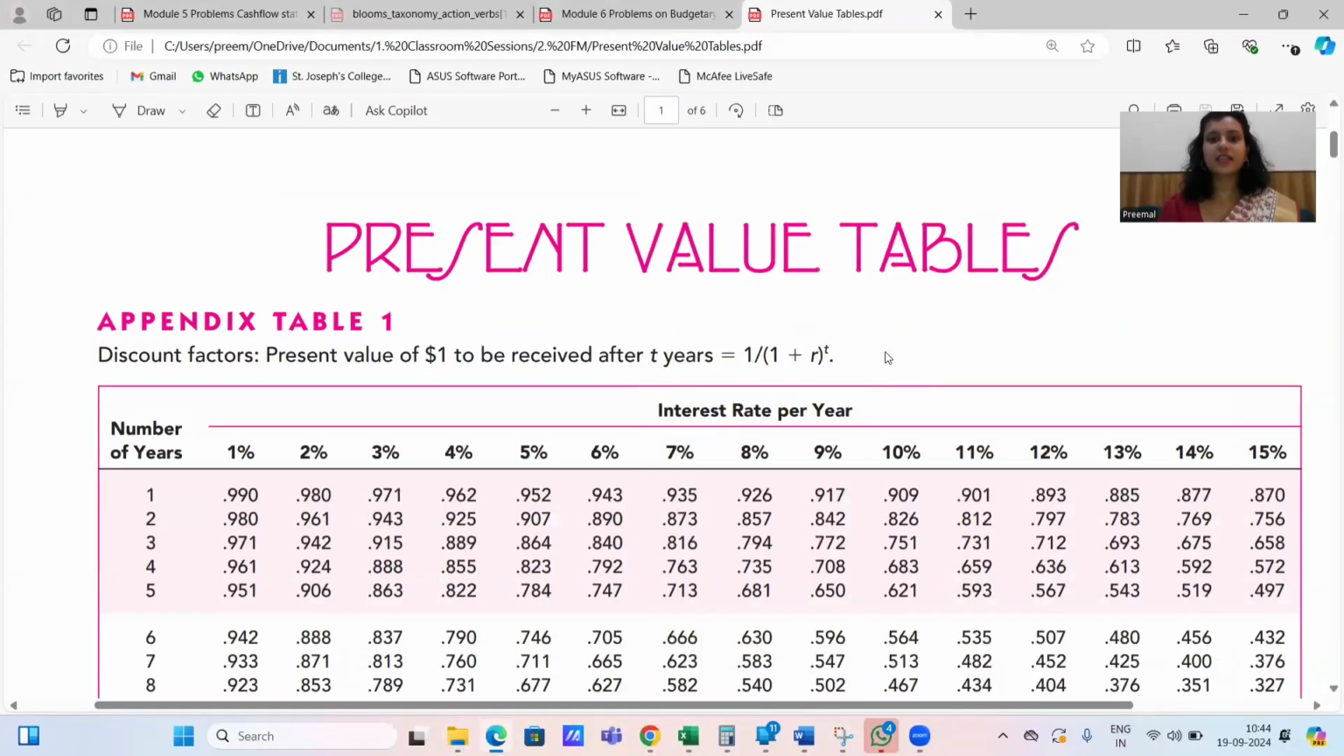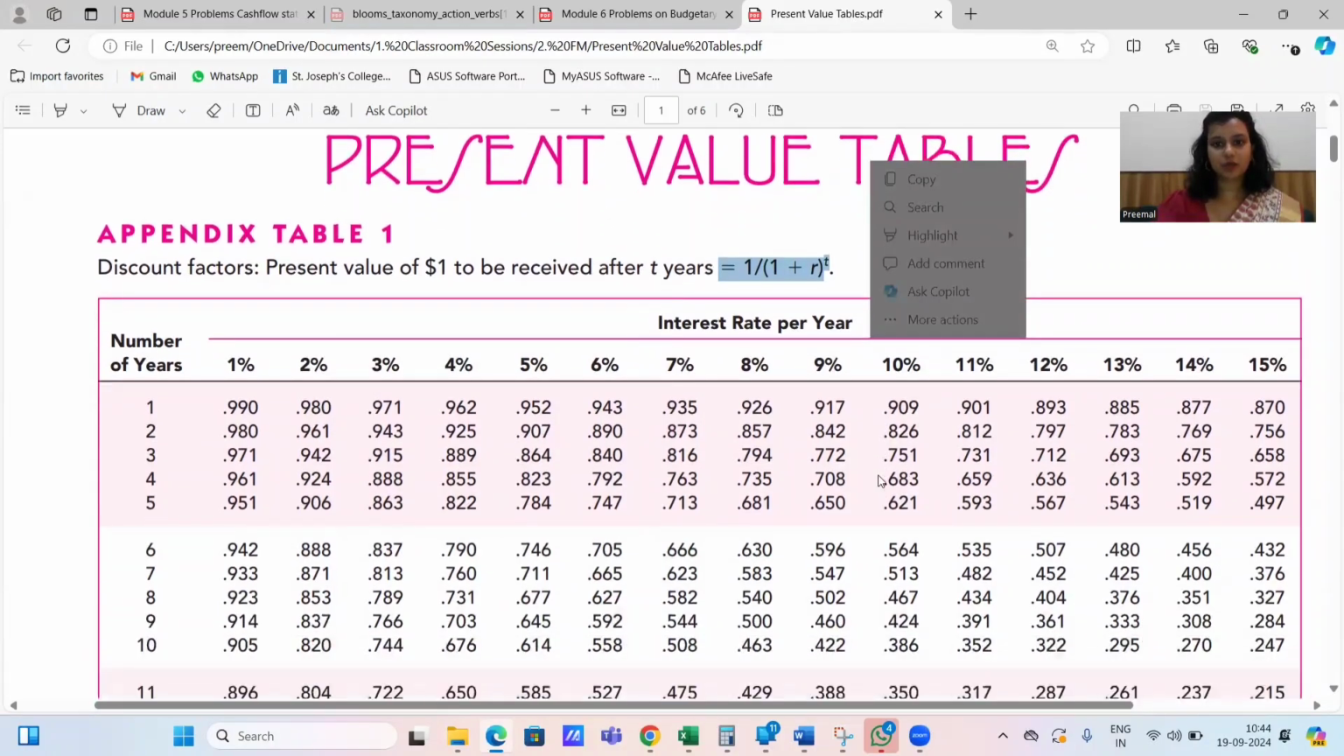There are two ways of calculating this discount factor, otherwise called the present value interest factor. One is using a formula. The formula is very simple. You find out the present value interest factor with this formula: 1 divided by 1 plus the rate, to the power of the number of years. So in this problem, the rate is 10% and for each year, whichever year it is, you will have to write that year in the formula. Alternatively, you can just use the present value table in order to find out your present value interest factor.